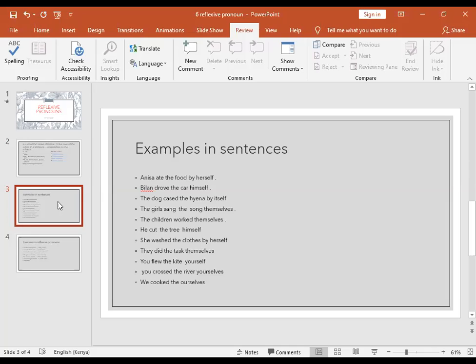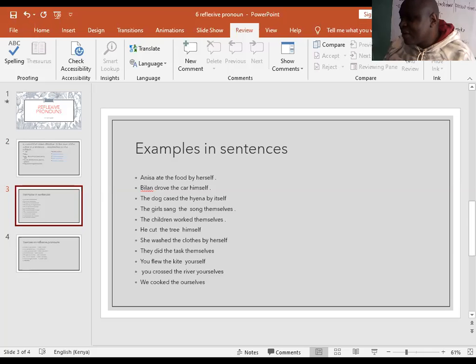I want you to know that these reflexive pronouns are also used together with nouns in sentences. So long as the noun is the doer of the action, the noun that is performing or acting can also be emphasized.